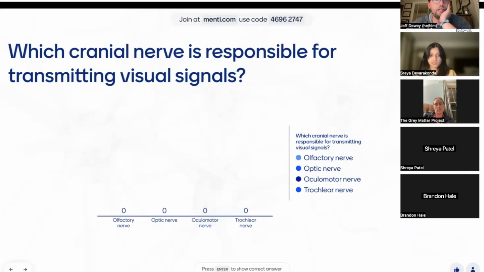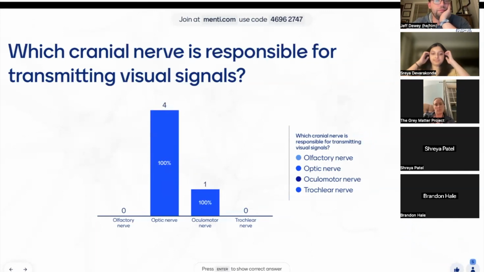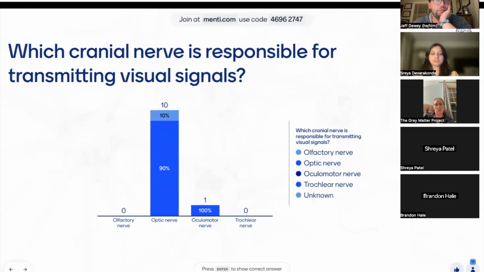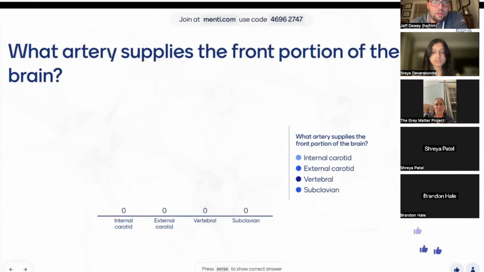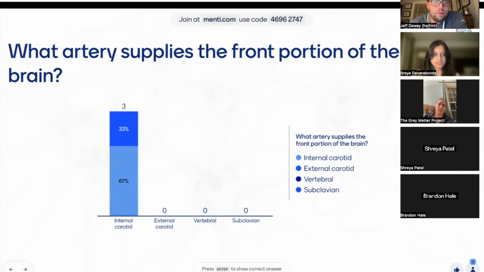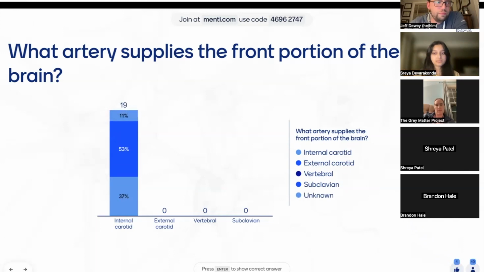Which cranial nerve is responsible for transmitting visual signals? Yeah, they try to make it confusing by putting oculo in there. But it is indeed the optic nerve. And lastly, for a brief review, what artery supplies the front portion of the brain? Nice. Very, very good.